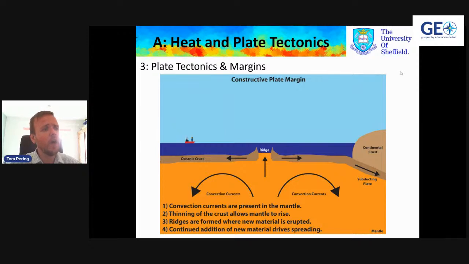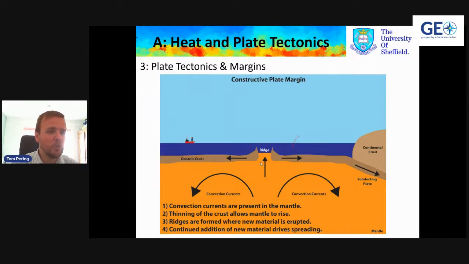So the first you might see is the constructive plate margin. You may see this referred to by other names, spreading margins, for example, because it's related to seafloor spreading in the middle, where we have convection currents present in the mantle. Our crust rises, our magmatic mantle rises to the surface, erupts at the ridges, and this continued addition of material here drives this spreading.